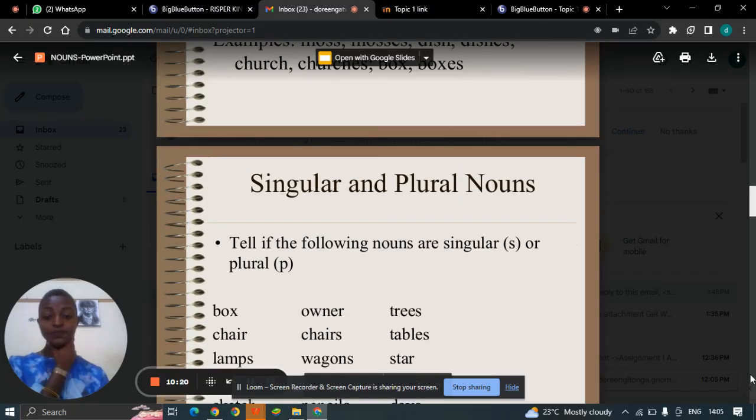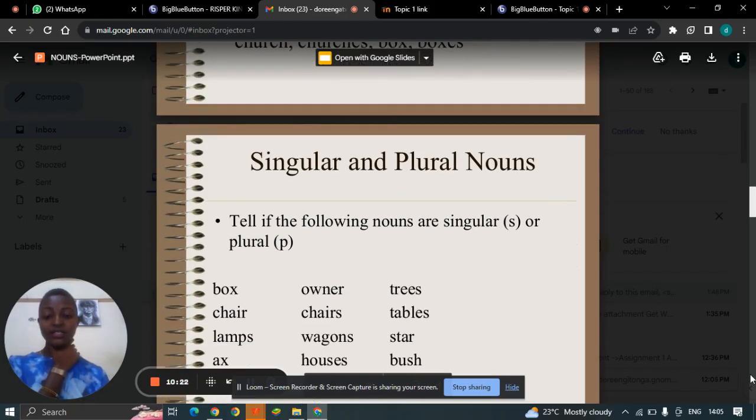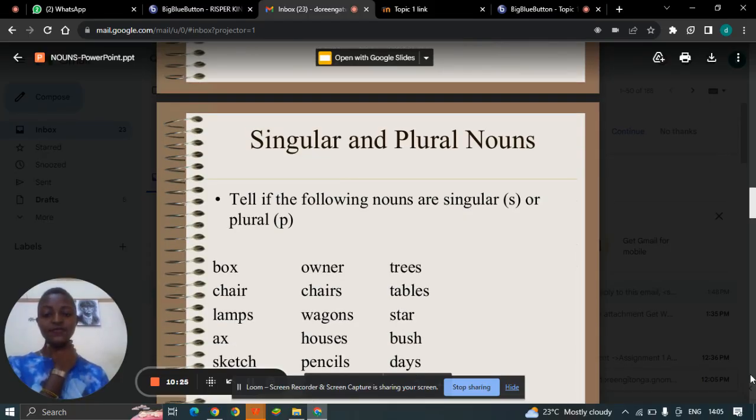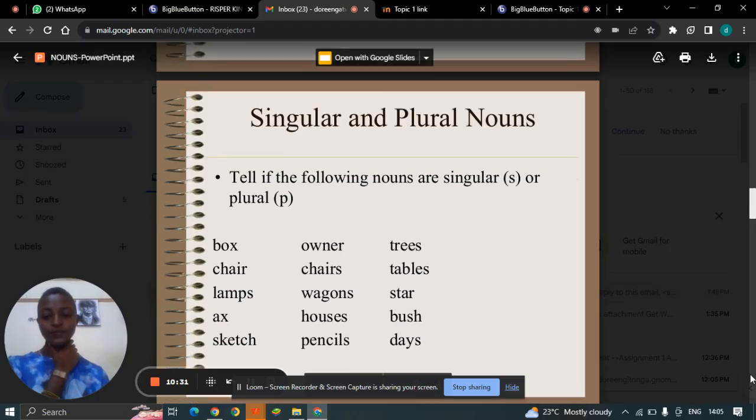So in this exercise, tell whether the following nouns are singular or plural. For example, box, is it singular or plural? Chair, lamps, axe, sketch, pencils, days, bush, star, tables, trees, owner, chairs, wagons, houses, and so on and so forth. So when you are watching this video, please kindly note from these examples if they are singular or plural. We shall discuss it in the next lesson.